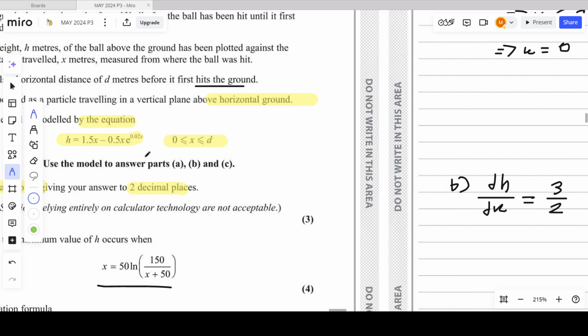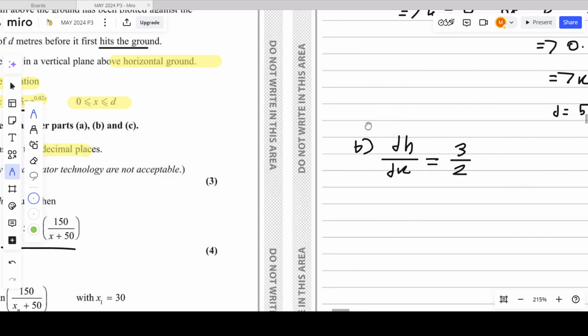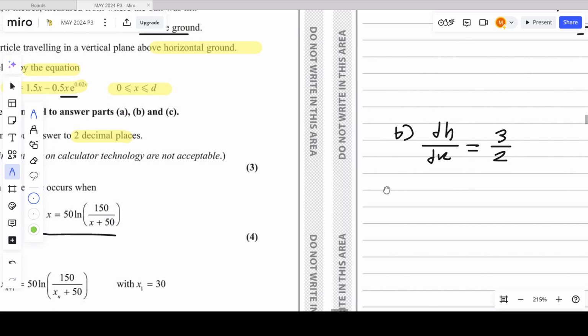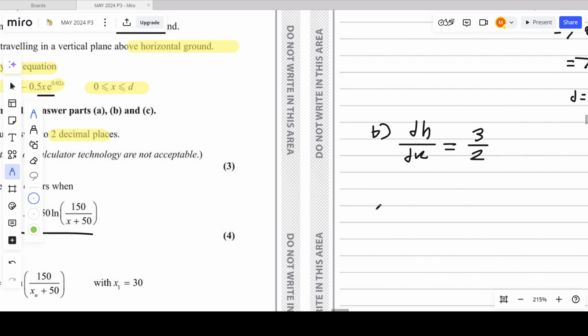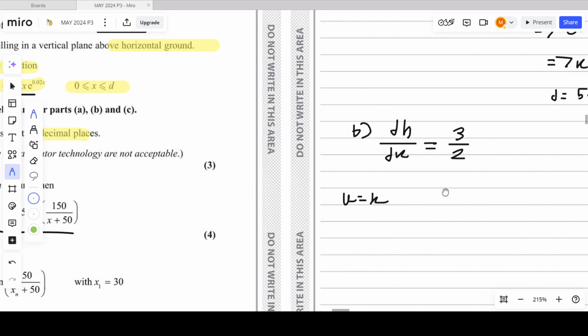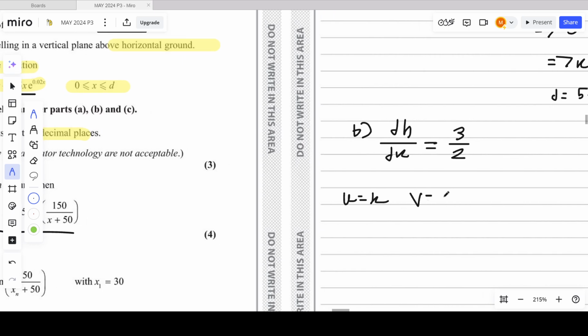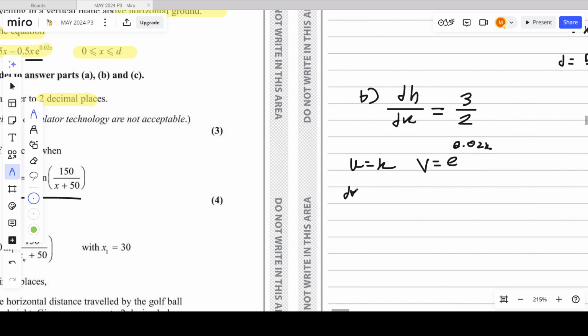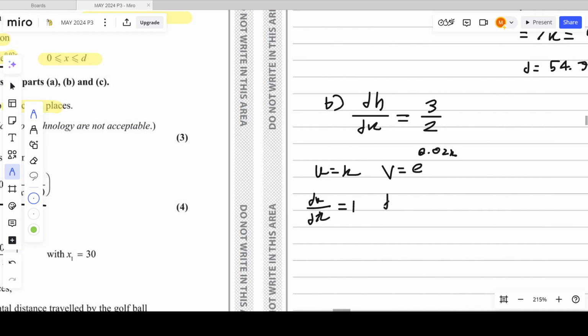You can see that there are two terms in a product, so we need to use the product rule in order to differentiate this. We will consider u equals x, and we will consider v equals e to the power 0.02x. Now differentiate them simultaneously. du over dx is 1, and the derivative of v is what?